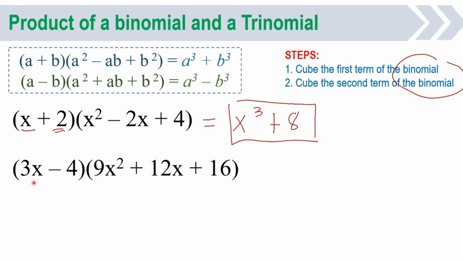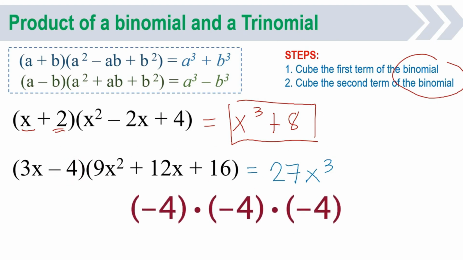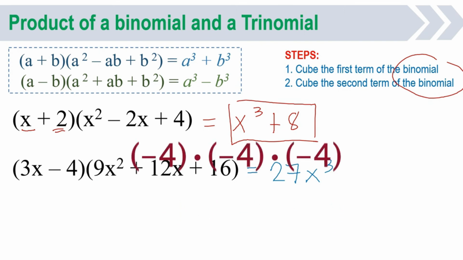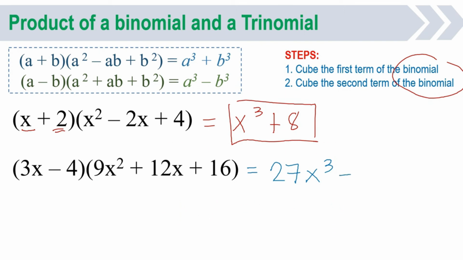Again, just cube the first term, 3x. So, it will be 3 times 3 times 3 and x times x times x. So, 3 times 3 times 3, that will be 27. X times x times x, that will be x cubed. Then last step, cube the second term. Second term is negative 4. So negative 4 times negative 4, that will be 16. Times negative 4, you will have negative 64. And that's it. That will be the answer.